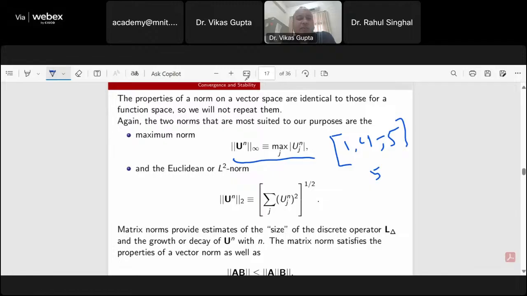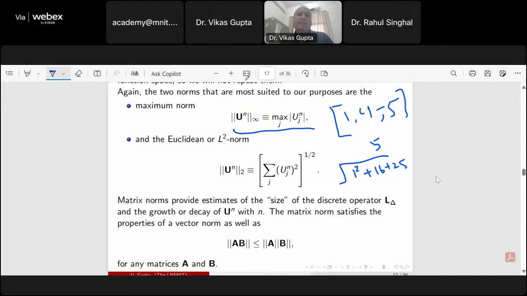and the distance norm, that is Euclidean or L2 norm. L2 norm is defined in this way for a given vector u n: square root of summation j of u j n square. So for that, L2 norm will be equal to square root of 1 square plus 16 plus 25. So in this way, we can define vector norm.